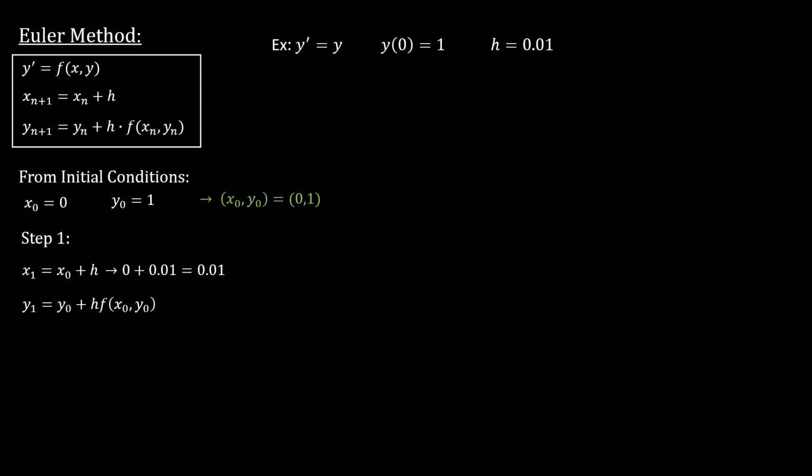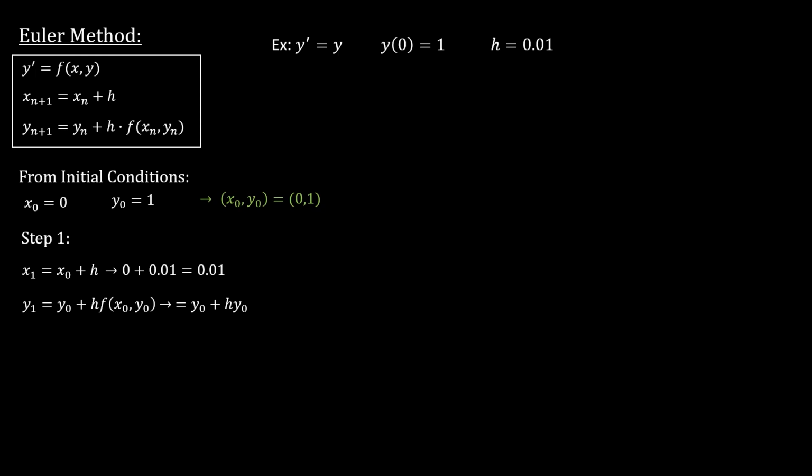For the y1, using the formula, y1 equals y0 plus h times f of x0, y0. Then that f of x0, y0, we're going to change to the equation that we have. You can see from over here at the top, we have y prime equals f of x, y. So f of x0, y0 just equals our y prime evaluated in that step. We'll do more examples so hopefully this becomes clear, but for now, just know that our function f of x, y in this case is just y.